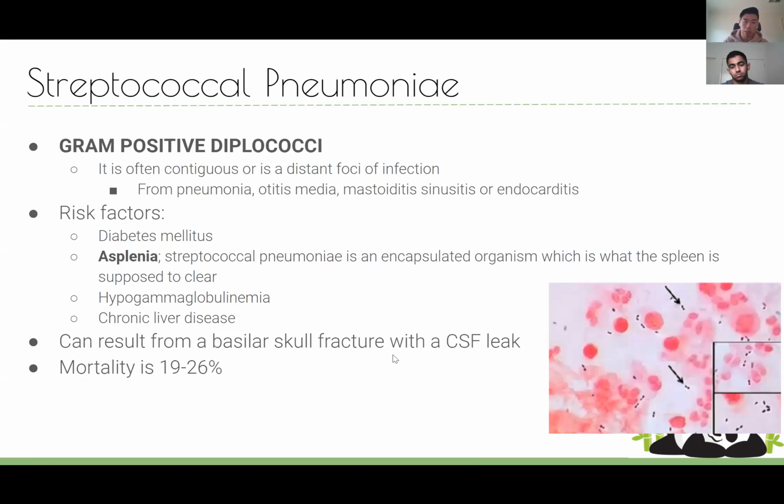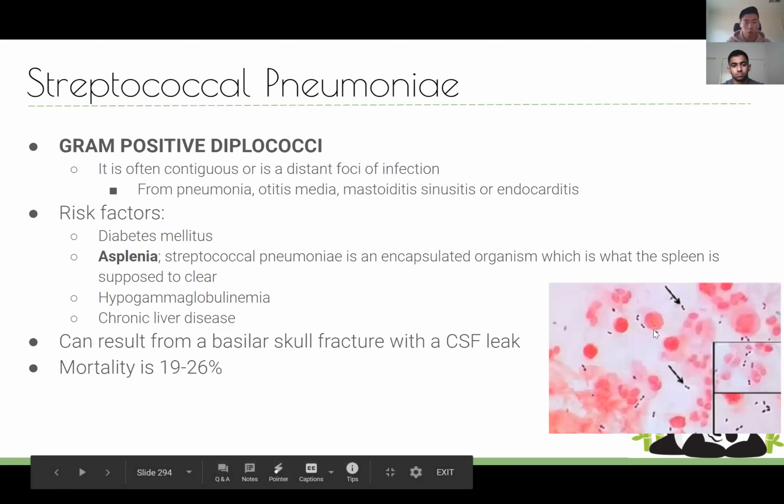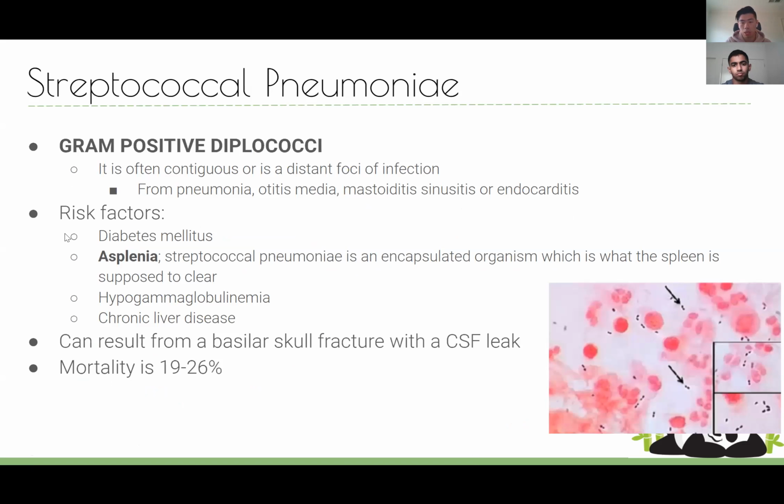Streptococcus pneumoniae. So this is a gram-positive diplococci. That's important to know because they'll probably give you a slide and ask you to look for it. These are the risk factors for it. Basically, diabetes gives you a risk factor for most things. Asplenia, because they're encapsulated. Hypogammaglobulinemia, because you have low antibodies. And chronic liver disease, again, because you have low antibodies.